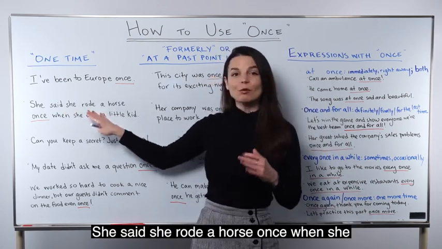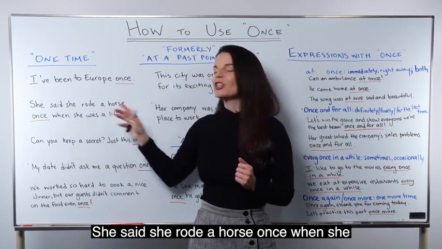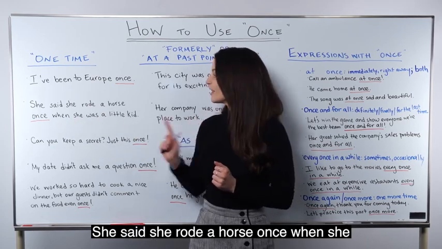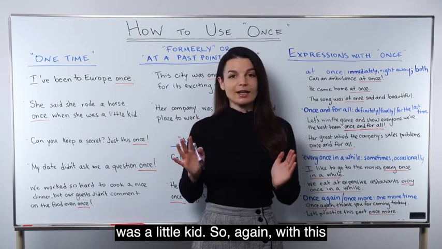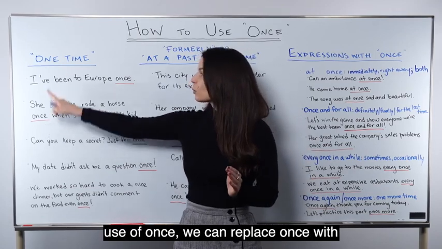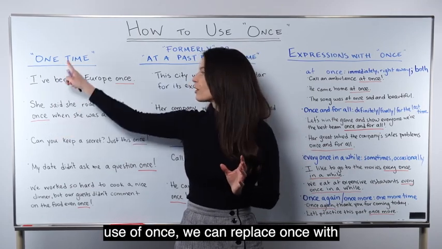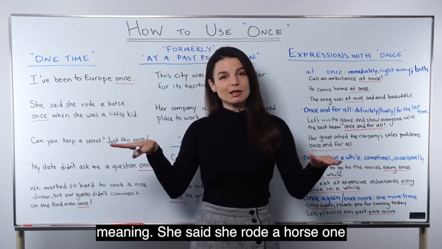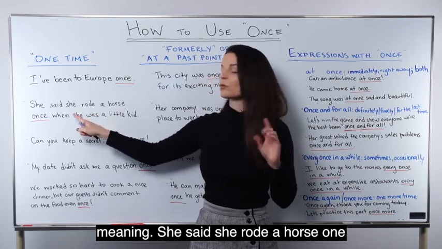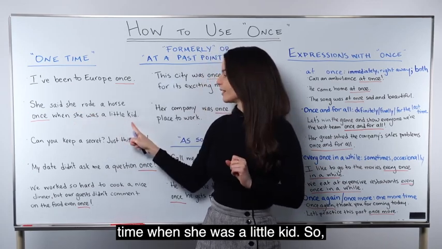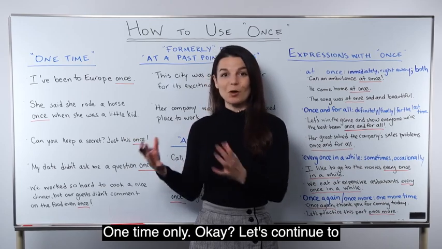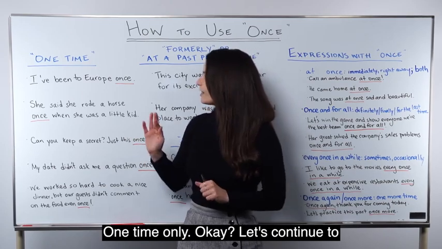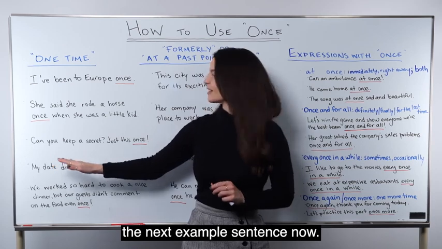She said she rode a horse once when she was a little kid. So again, with this use of once, we can replace once with one time, and the sentence keeps the meaning. She said she rode a horse one time when she was a little kid. So again, this use of once means one time only. Okay? Let's continue to the next example sentence now.